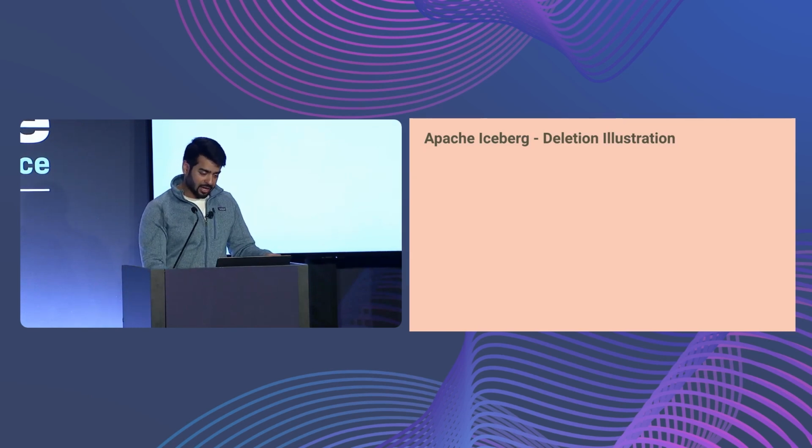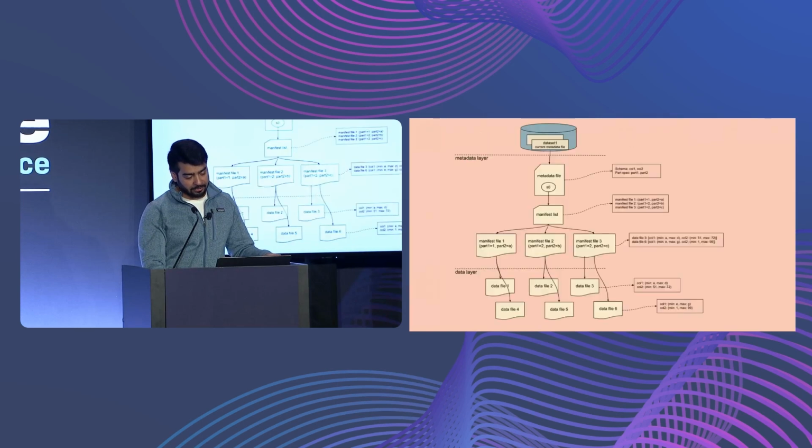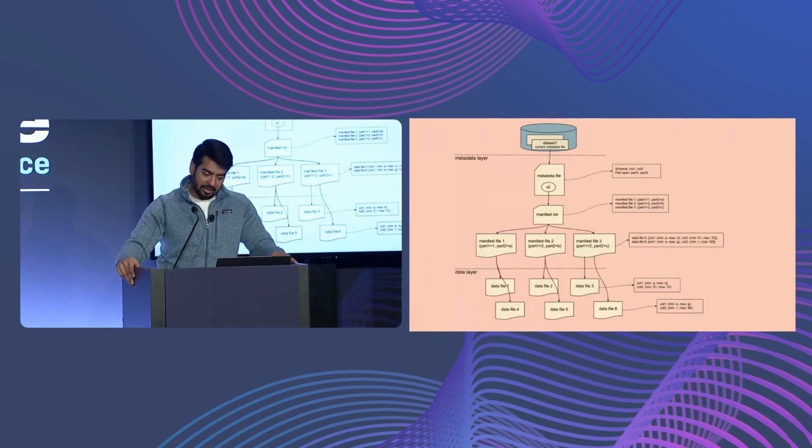To understand better, I'll walk you through a deletion illustration with Iceberg. In this case, what we are looking at is a data set, data set 1. It has just one snapshot, snapshot 0, a manifest list, manifest files, and then you have the actual data files. And for each data file, you also have some stats stored in the manifest file itself.